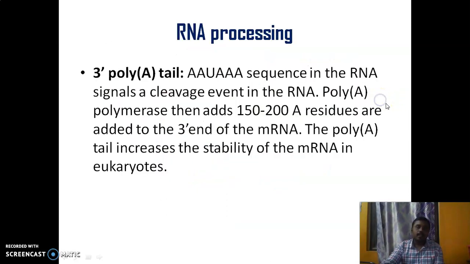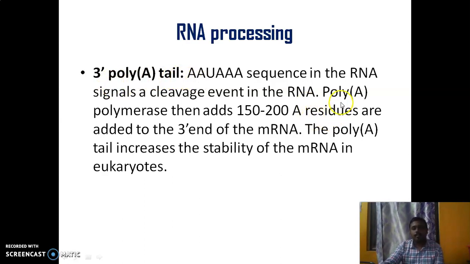The second process of RNA is called 3' poly A tailing. Why is it called poly A tailing? Because multiple A, that is adenosine, is going to be added at the tail region, which we call the 3' end. Like we call the 5' end the head, that's why the process is called capping. Similarly, the 3' end is like a tail for this sequence, so the process is called poly A tailing.